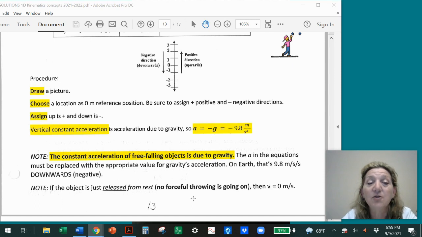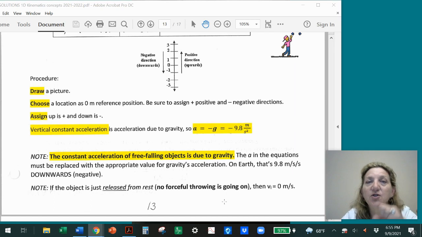The a in the equations must be replaced with the appropriate value and sign for gravity's acceleration. Okay, and on Earth, that's 9.8 meters per second every second. There are some problems if we're just trying to get an approximation. We might say 10 meters per second squared, but you'll know specifically when a problem wants to use that.